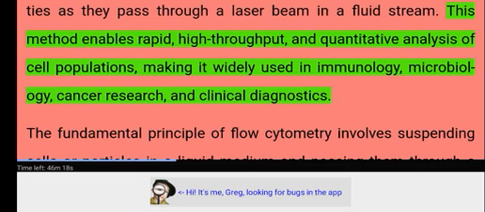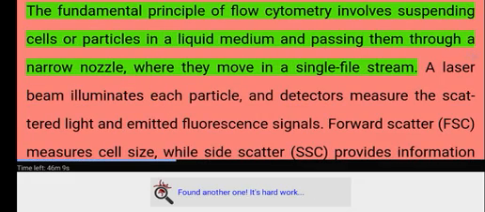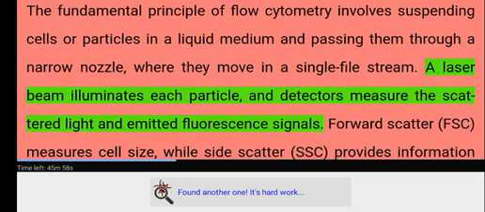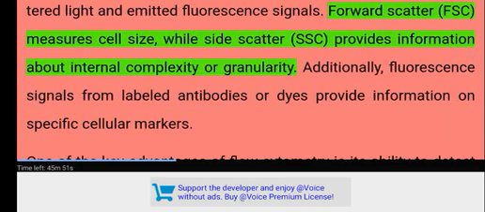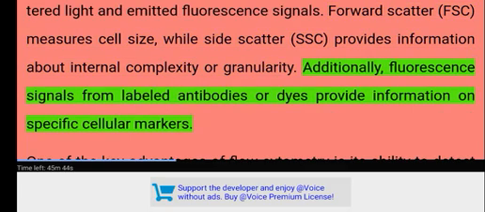and clinical diagnostics. The fundamental principle of flow cytometry involves suspending cells or particles in a liquid medium and passing them through a narrow nozzle, where they move in a single file stream. A laser beam illuminates each particle, and detectors measure the scattered light and emitted fluorescence signals. Forward scatter, FSC, measures cell size, while side scatter, SSC, provides information about internal complexity or granularity. Additionally, fluorescence signals from labeled antibodies or dyes provide information on specific cellular markers.